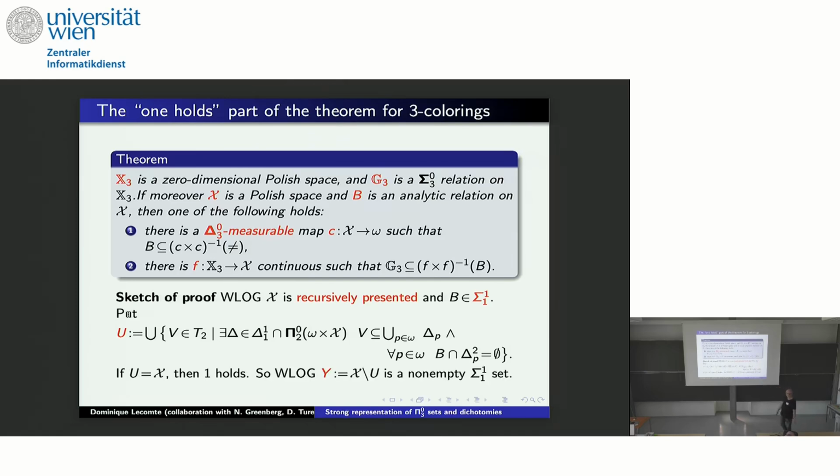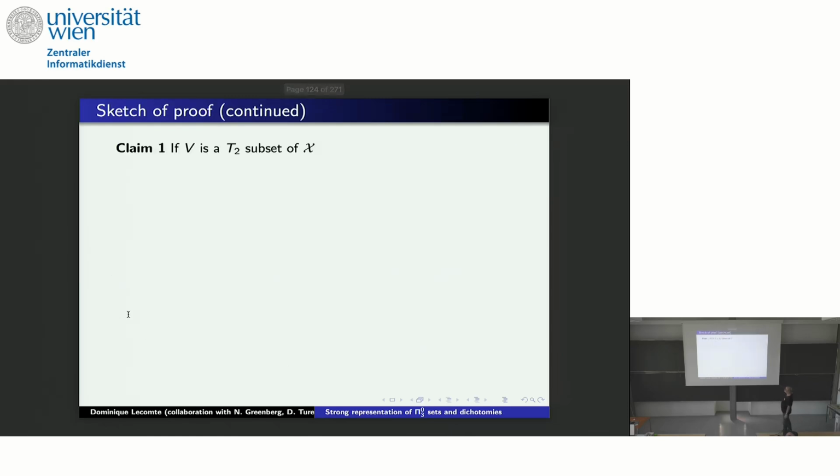So without loss of generality, we may assume that U is not everything. So call Y the complement of U. And of course, it has to be non-empty. And one can check that it's a lightface Sigma 1 1 set. And the crucial property of this Y is this following claim. If you take a T2 open set which meets Y, then the square of the intersection has to meet this relation B. We say that this intersection is not B-discrete.